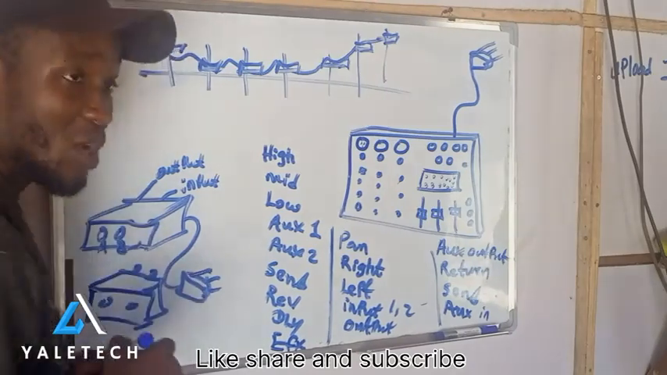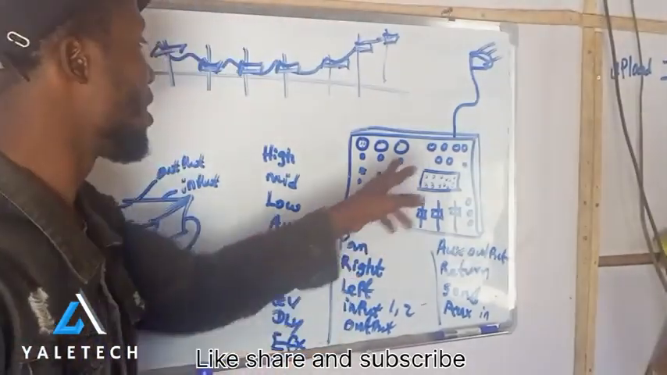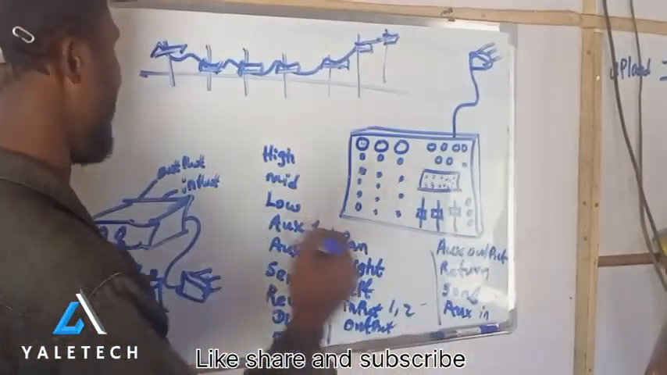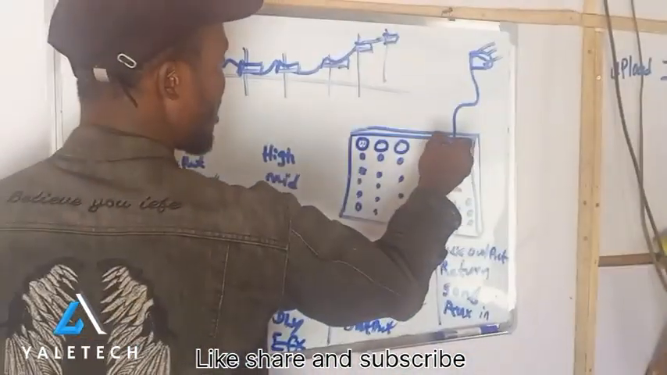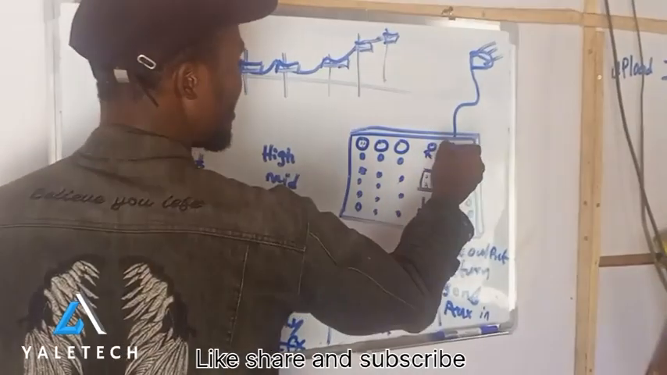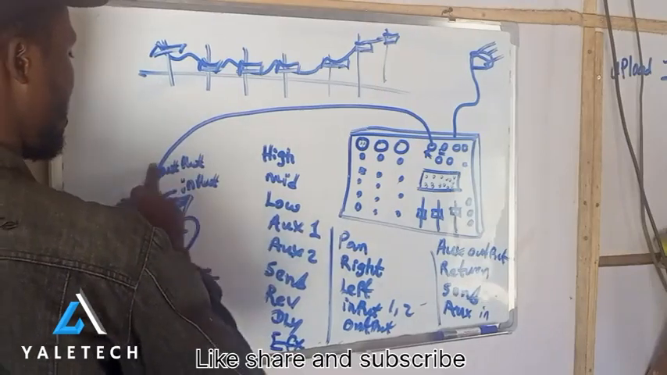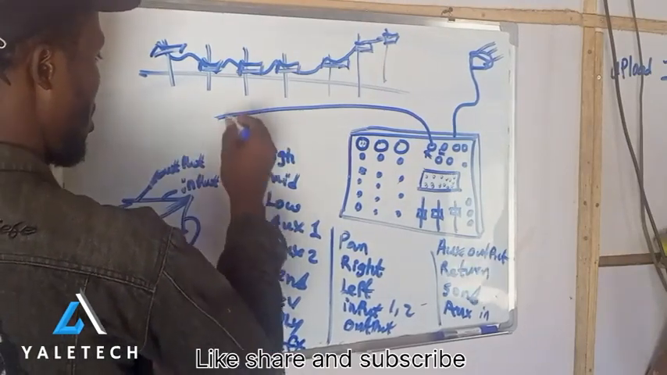Okay. Now let's say we have two amplifiers right now. I told you that each one of them has two sides. Now on my mixer, I have right and left. So let's say this is the right, this is the left.